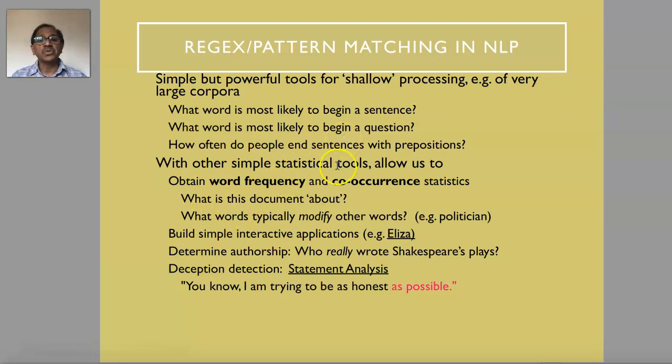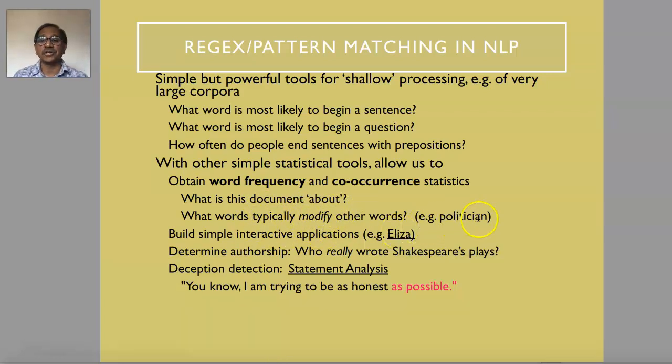You also use statistical tools along with regex to find out the word frequency. What is a word which occurs more frequently in a particular text? In Shakespeare's dramas, what words occur very frequently? What occurs with what kind of word? Co-occurrence, right? Co-occurrence restrictions. So you can use statistics and regex together to find out what the document is about, what words typically modify other words.